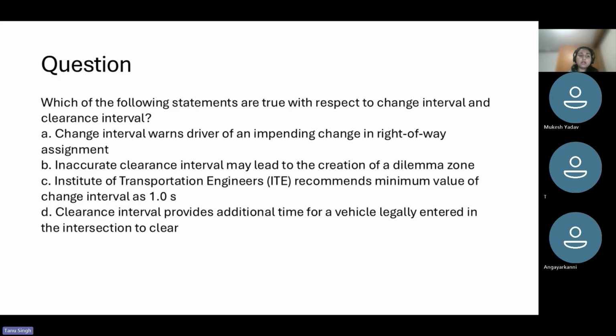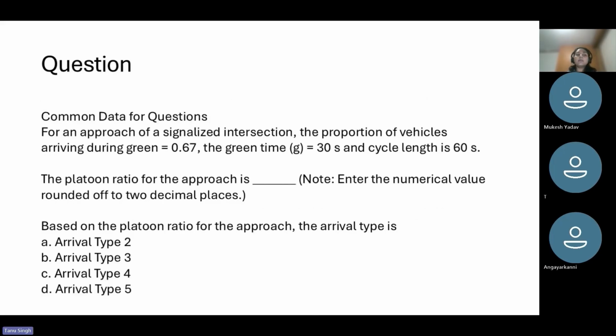Okay. Now coming to the next question. For an approach of a signalized intersection, the proportion of vehicles arriving during green is 0.67. The green time is 30 seconds and the cycle length is 60 seconds. This is the data. The first question: we have to calculate the platoon ratio for the approach, and then based upon the platoon ratio we have to decide the arrival type of the vehicles.